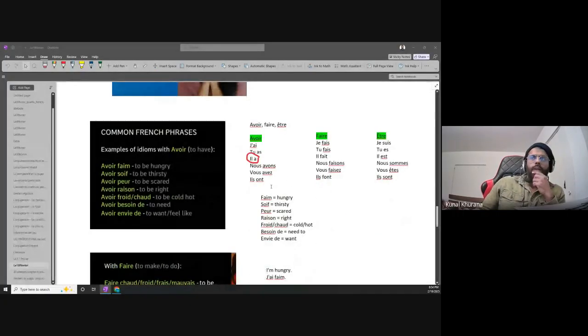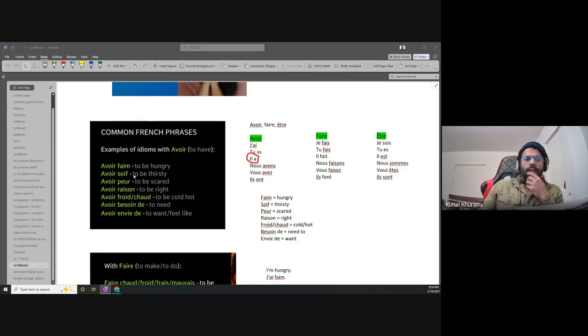So I'm going to quickly share my screen. First of all, before understanding this, we should know the conjugation of the verbs avoir, être, and faire by heart. I'm pretty sure that you know that by heart, but I will just repeat it. J'ai, tu as, il a, nous avons, vous avez, ils ont.